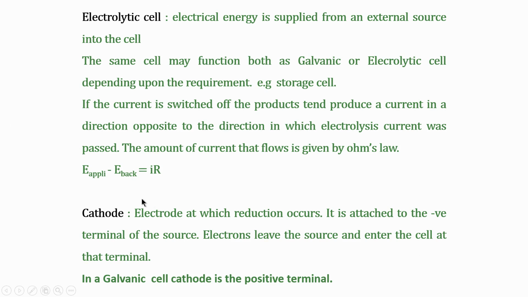So, we define what is known as cathode and what is known as anode. A cathode is one thing, it is an electrode. What is an electrode?